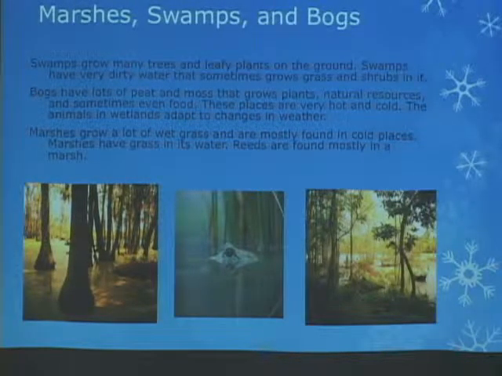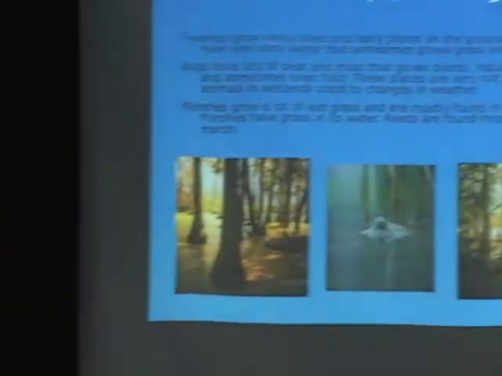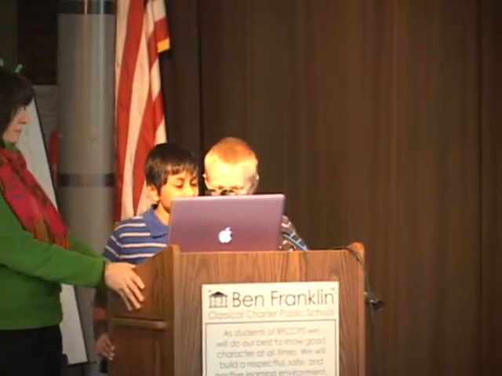Marshes grow a lot of wet grass and are mostly found in cold places. Marshes have grass in their water. Reeds are found mostly in a marsh.